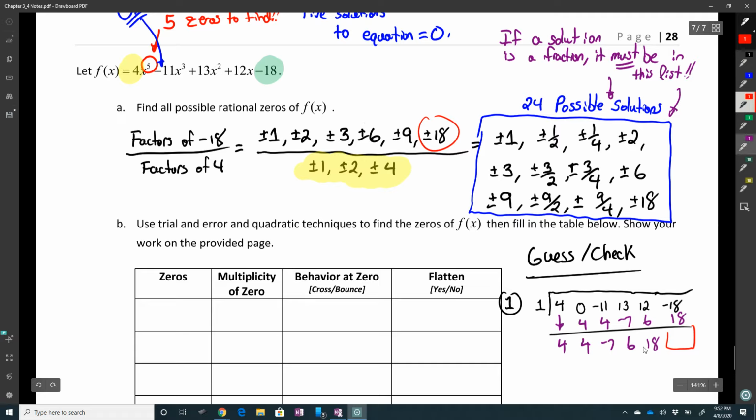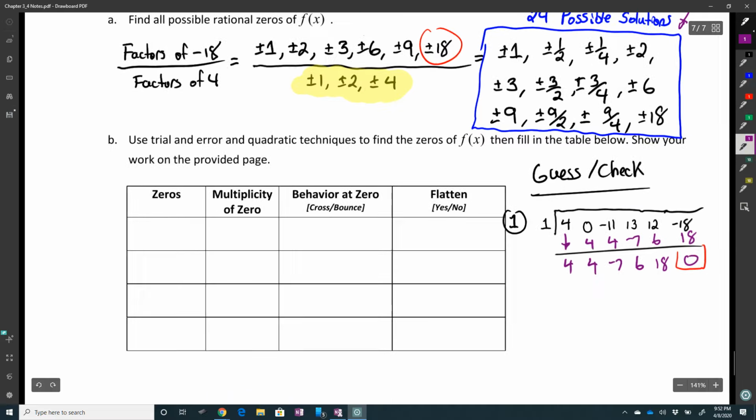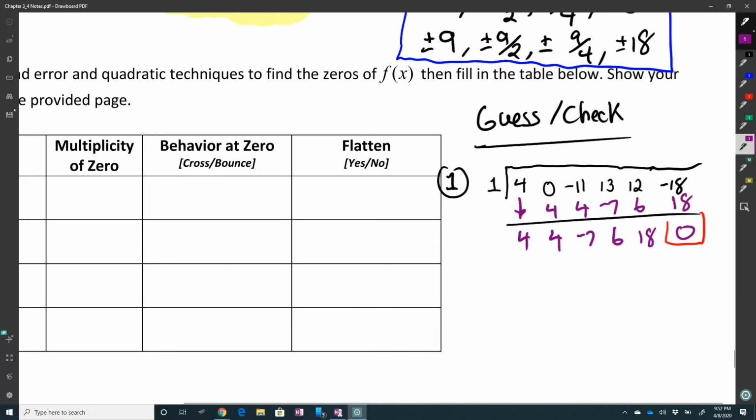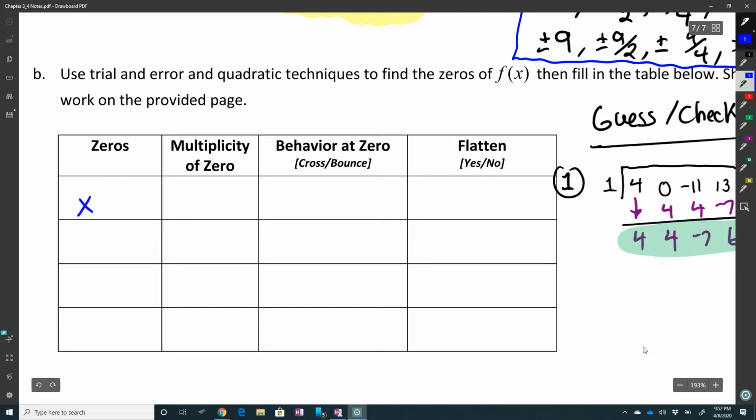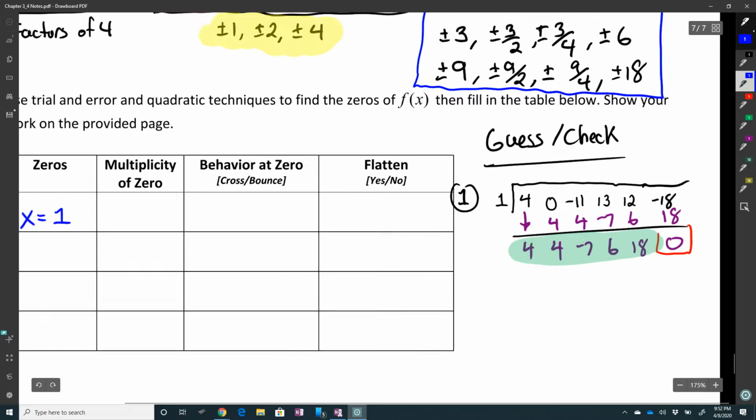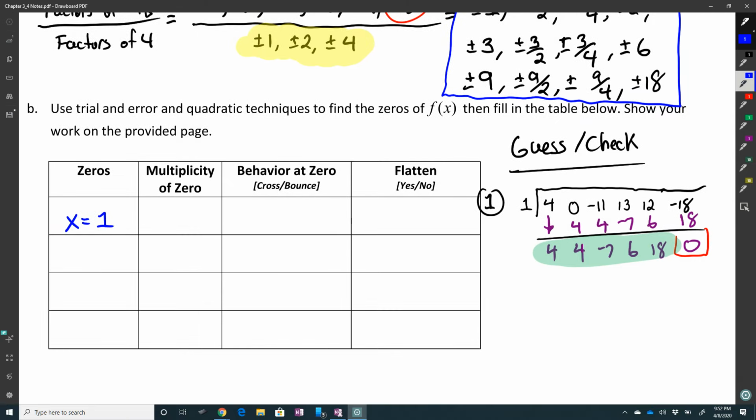That's why I wanted to kind of shimmy it in here, so you could see everything on the same screen. But notice that we got 0 at the end. That is something that we want to happen. That's good. This means that this is my new problem. And it means that x equals 1 is a 0, because I did synthetic division with it, and the answer is 0.